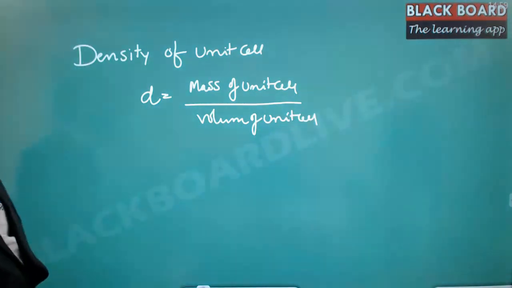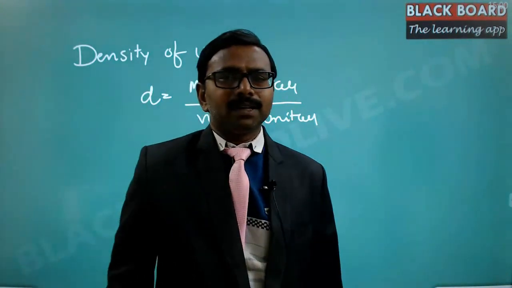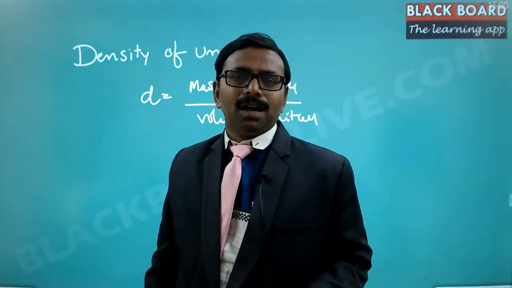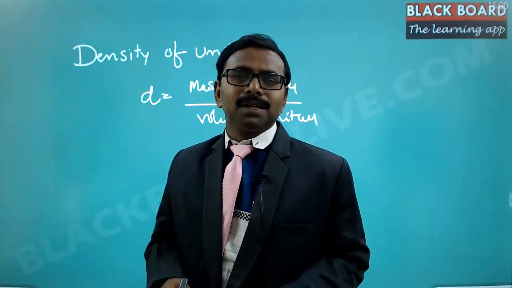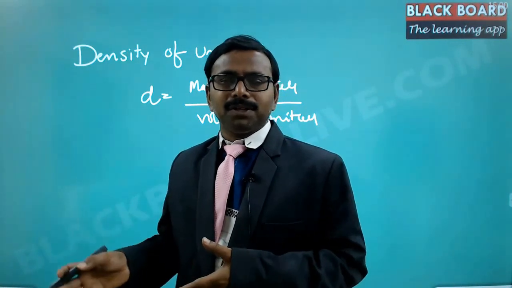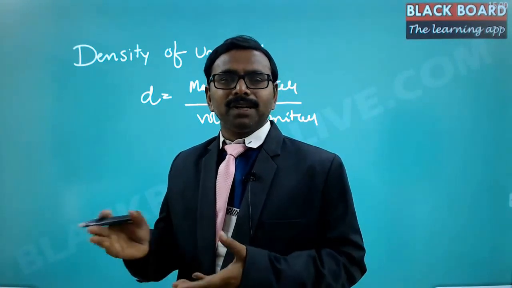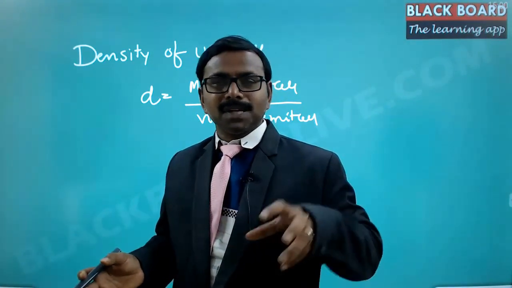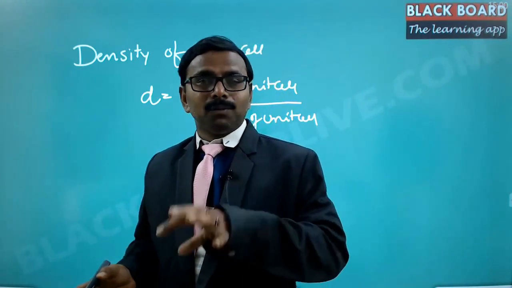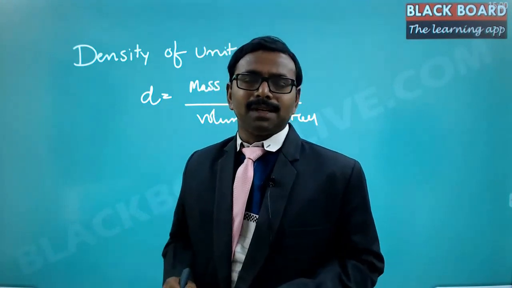This is the density. The mass of unit cell is nothing but the total mass of all atoms in the unit cell. How many atoms are present in a unit cell? Z atoms are present, where Z is equal to 1 for simple cube, Z is equal to 2 for BCC, Z is equal to 4 for FCC. Z atoms only, not Z moles.